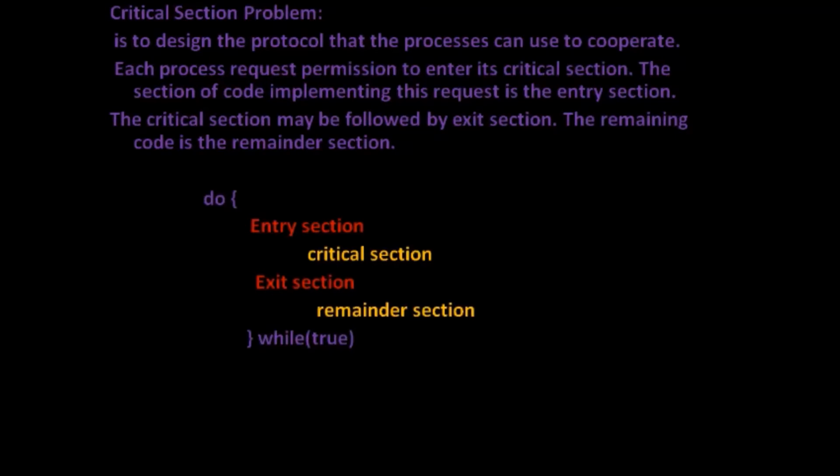The general structure of the process is like this. There is an entry section. In this section, the process requests permission to enter its critical section, and the critical section may be followed by an exit section.